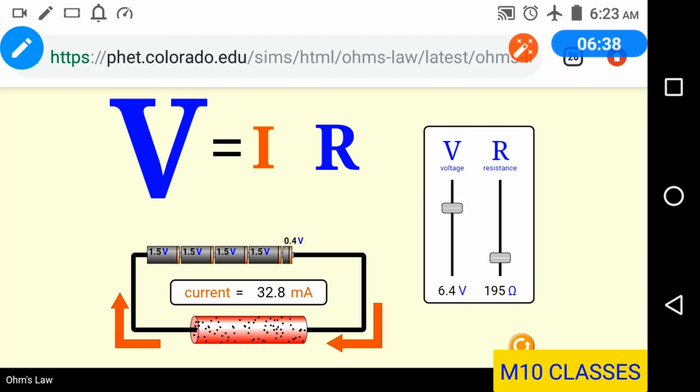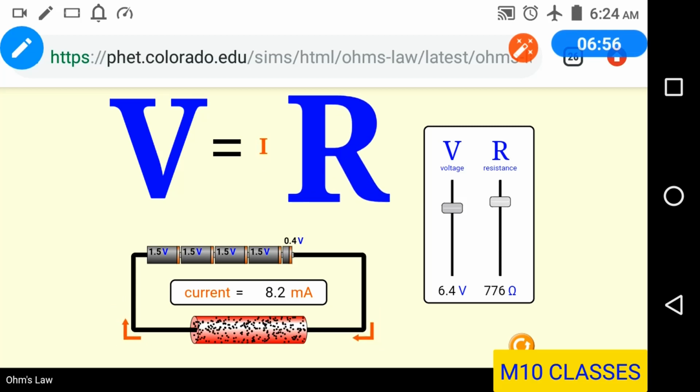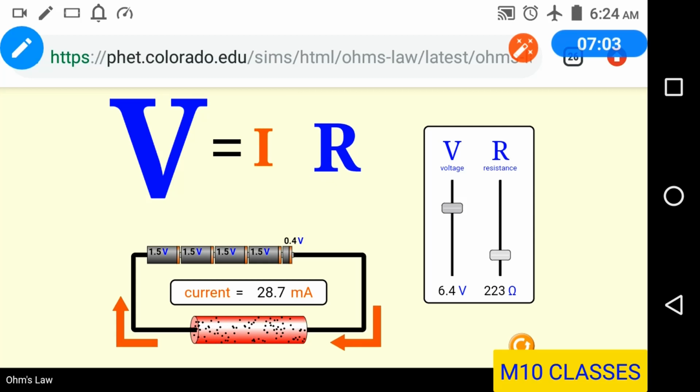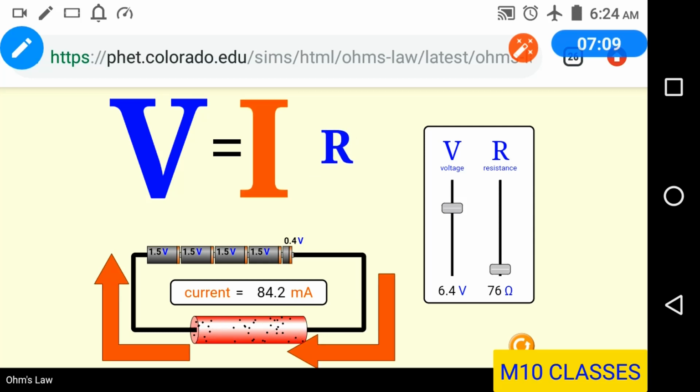Now let us vary the resistance. Current is inversely proportional to resistance. If the resistance increases, the current will decrease, and if the resistance decreases, the current will increase. So let us first increase the resistance. Now see here, as I increase the resistance, the current is gradually decreasing. And let me decrease it. If I decrease the resistance, the current is increasing. That shows that current is inversely proportional to resistance.